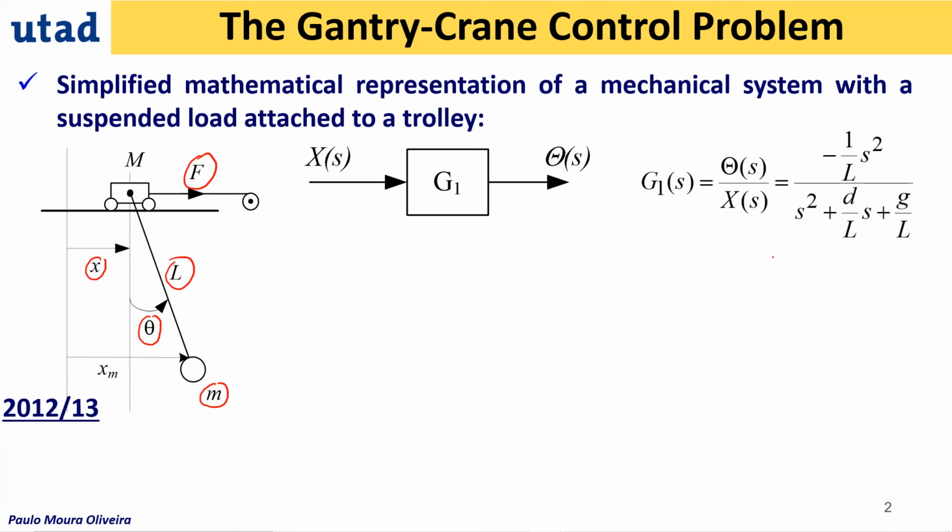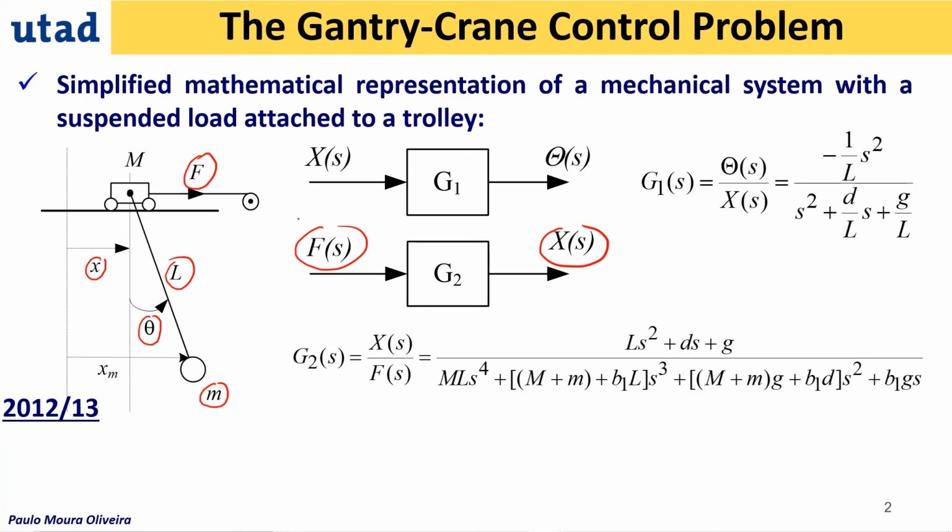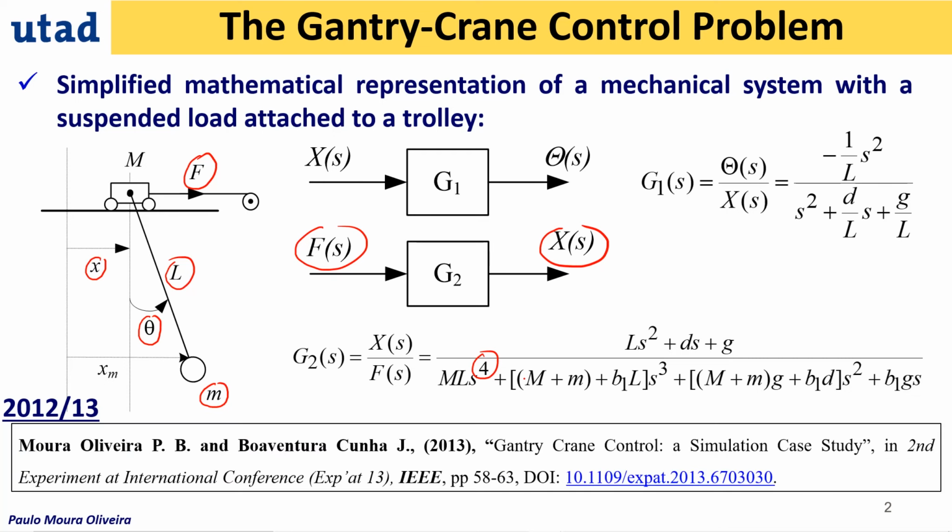And then we have another transfer function which relates the displacement x with the applied force F to the car. This can be represented by a fourth order model, which is this one. I'm not going to go into details about the models, but you can find information in this paper that we published in 2013, Gantry-Crane Control, a Simulation Case Study.